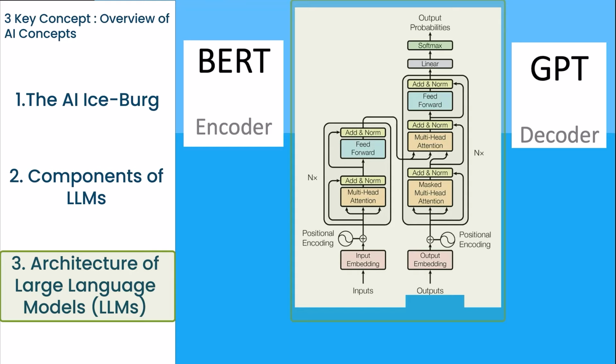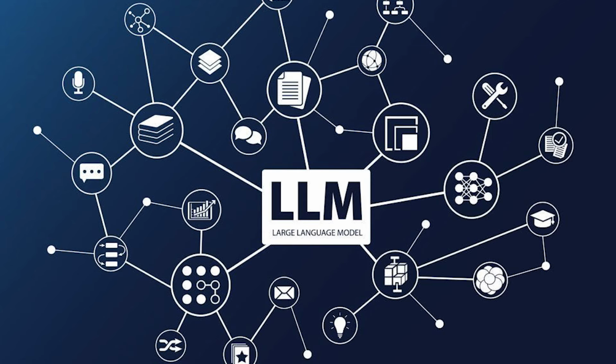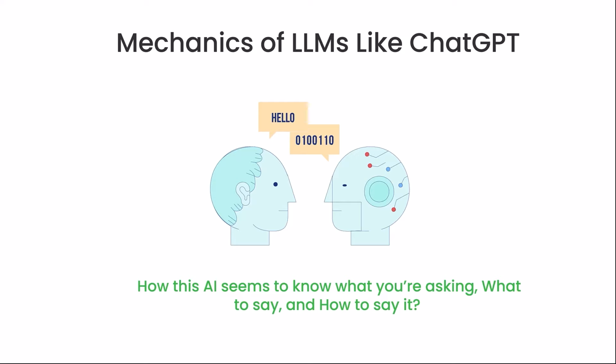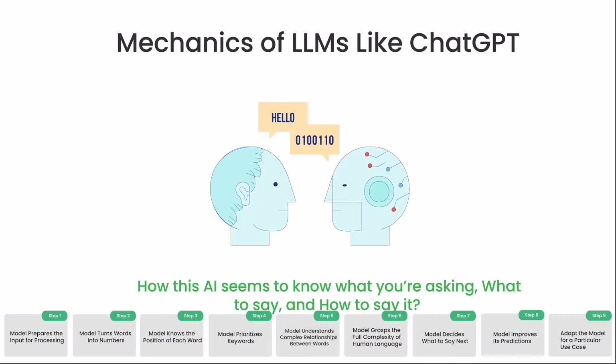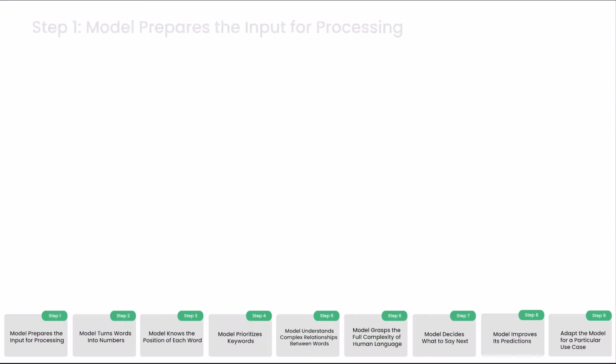This allows the model to focus on different parts of the input simultaneously, understanding the relationships between all the words at once. The transformer is what makes LLMs so powerful. It's fast, efficient, and incredibly smart at understanding context and generating responses. Next, here comes the main part, mechanics of large language models, like ChatGPT. Let's see how this AI seems to know what you're asking, what to say, and how to say it step-by-step with an example.